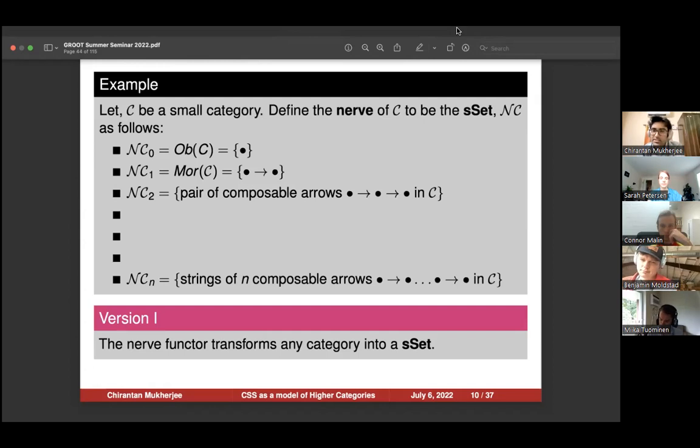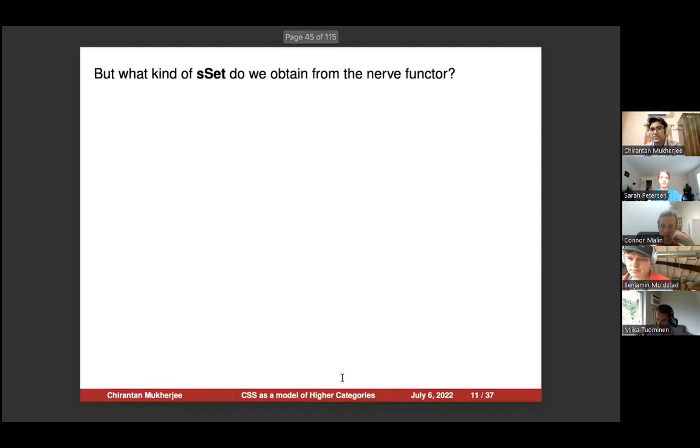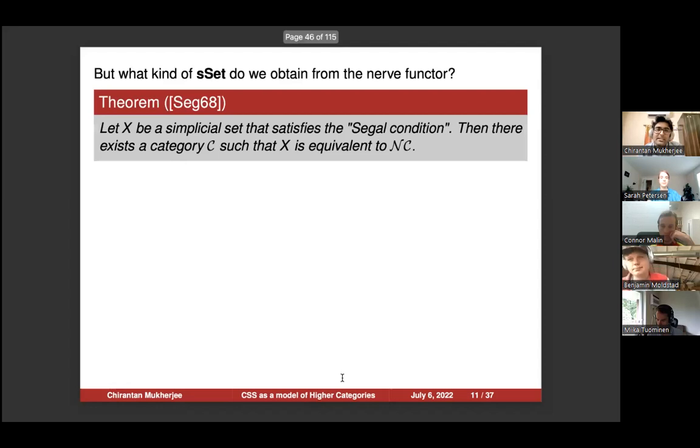However, this list is not exhaustive. That is, we cannot obtain every simplicial set using the nerve functor. So the obvious question is, what kind of simplicial sets do we obtain using the nerve functor? And the answer lies in the following theorem due to Segal, which states that if X is a simplicial set which satisfies the so-called Segal condition, then X is equivalent to the nerve of some category C.